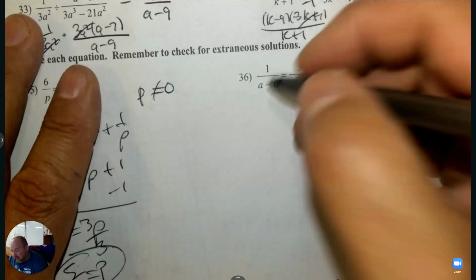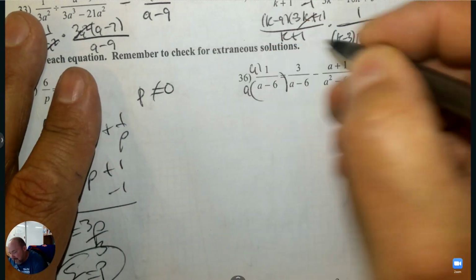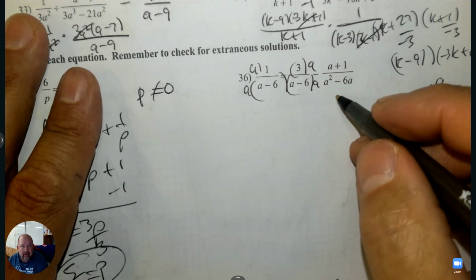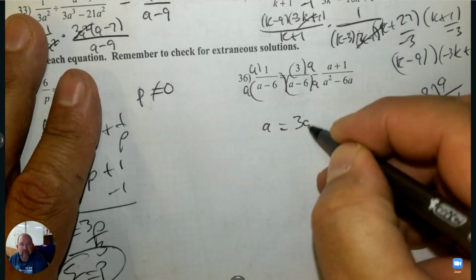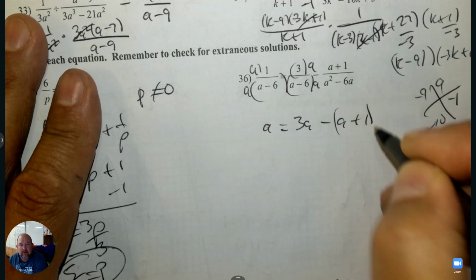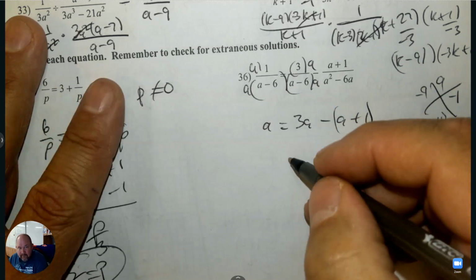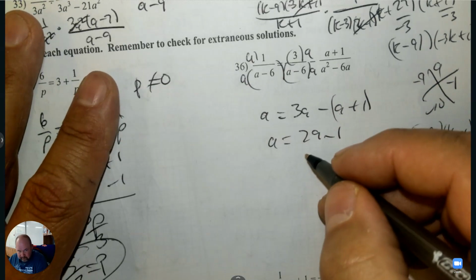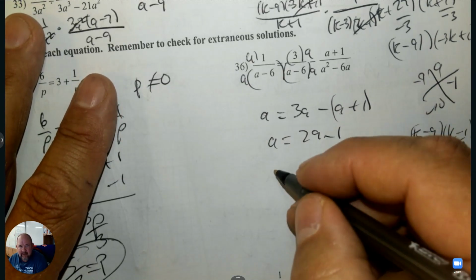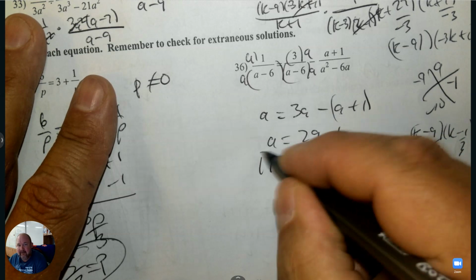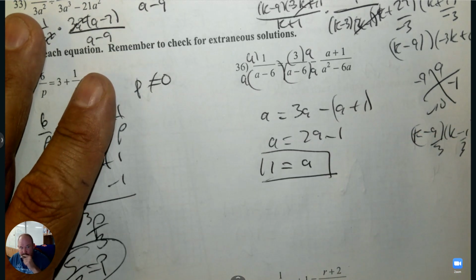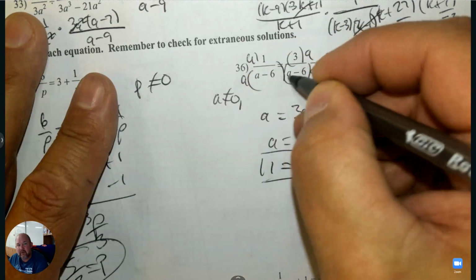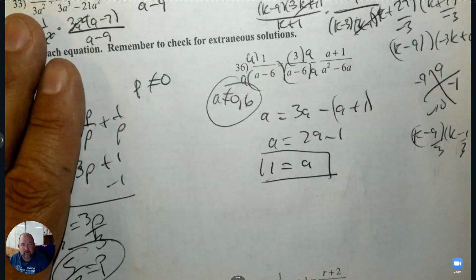Again, I need the denominators to be the same, so I'm going to multiply by a, top and bottom. When I multiply by a, all the denominators match. So I have a is equal to 3a minus a plus 1. Put parentheses around it. 3a take away a is 2a. That's -1. I'm going to add 1 and subtract a, and then I get my answer. Oh, and the two answers that a cannot be are 0 and 6. Those are the two that a can't be.